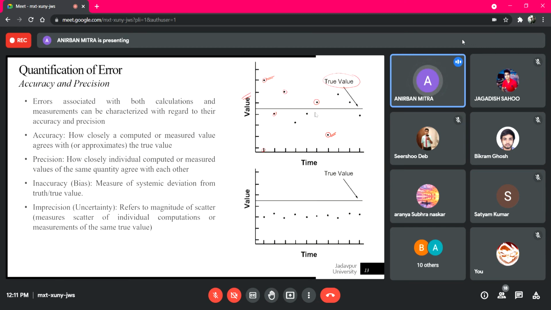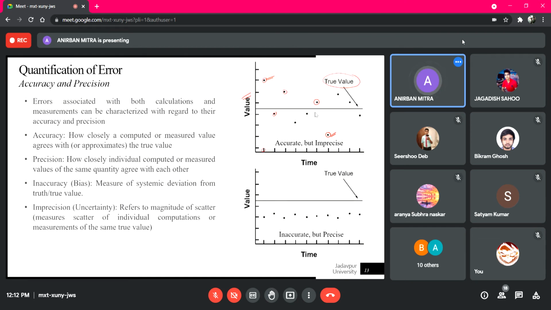Overall, we can say that the previous figure, the first figure, is imprecise, but to some extent accurate. Certain runs of it are accurate. What about the second figure? It is precise, but consistently away from the true value. So this one corresponds to an inaccurate but precise method.